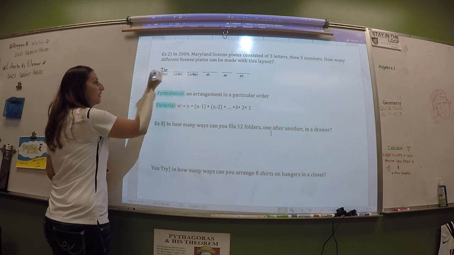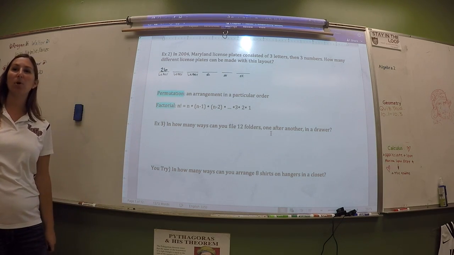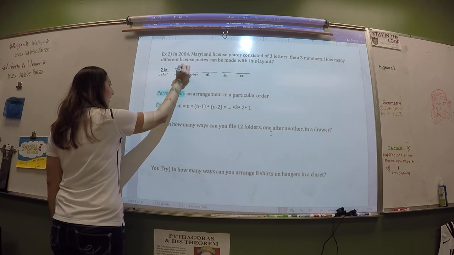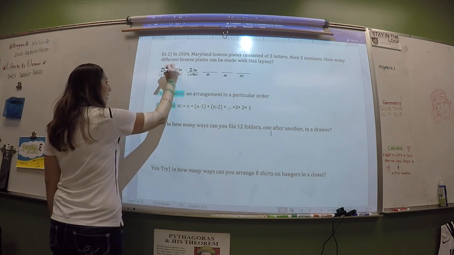That would be the number of ways that the first letter could occur. Then the second letter is going to occur again, 26, and again, 26.